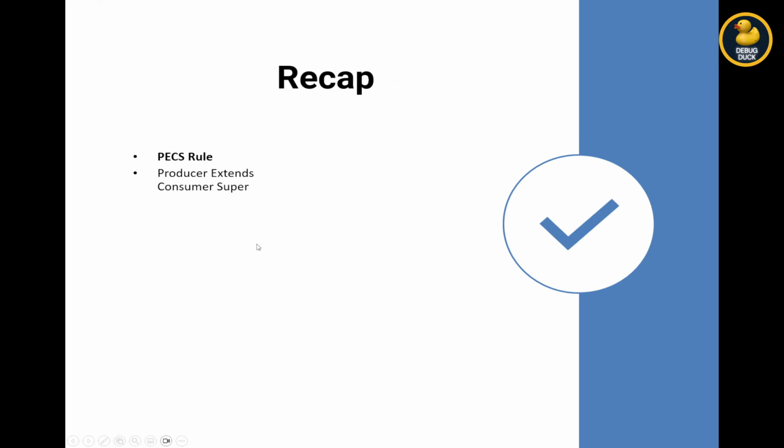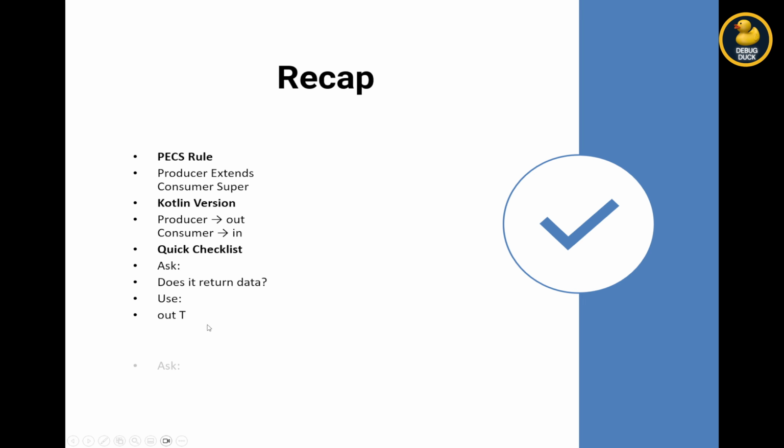PECS rule: Producer Extends, Consumer Super. Kotlin version: Producer Out, Consumer In. Checklist, ask yourself: does it return data? Use out T. And does it receive data? Use in T.